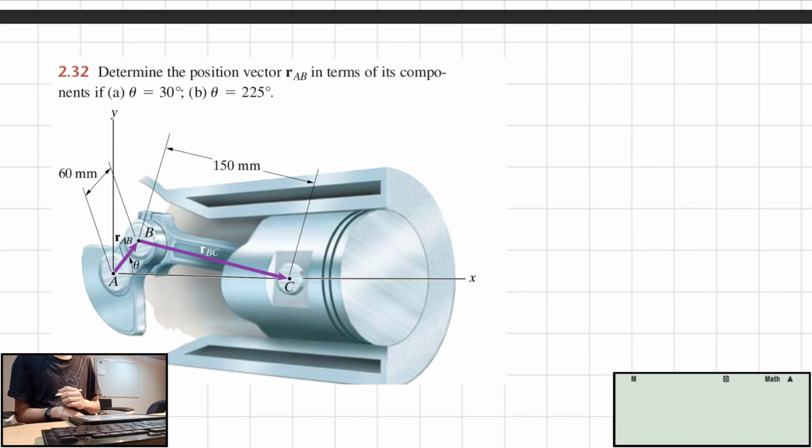We will solve the following exercise. The exercise is number 2.32. Determine the position vector RAB in terms of its components if A, theta is equal to 30 degrees and B, theta is equal to 225 degrees.